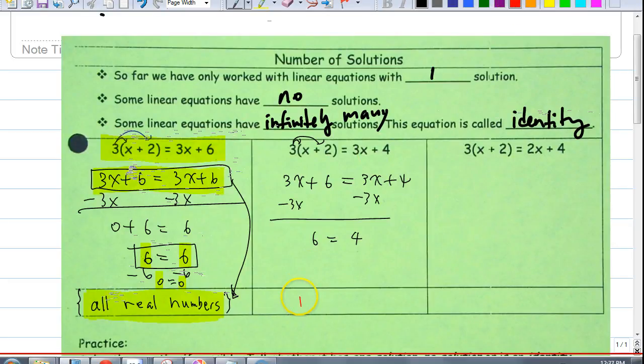This one, no solution. Why do you think I write no solution for this? That's the answer right here. Raise your hand. Who could explain why you think the answer is no solution when you get something like 6 equals 4? Mylan. Because 6 only equals 6. 6 only equals 6, yeah.